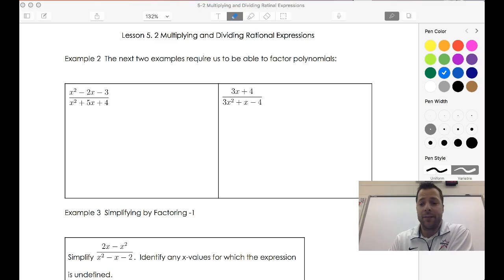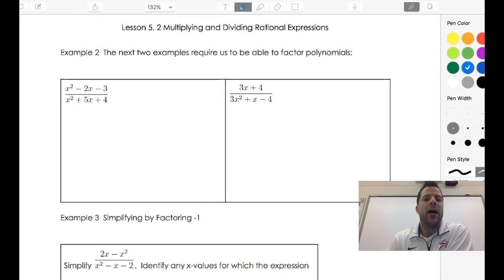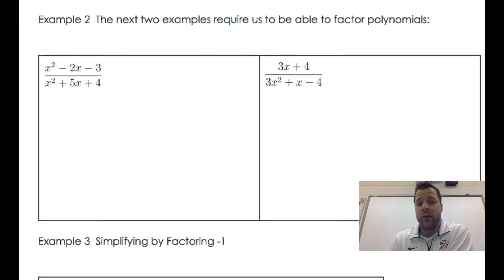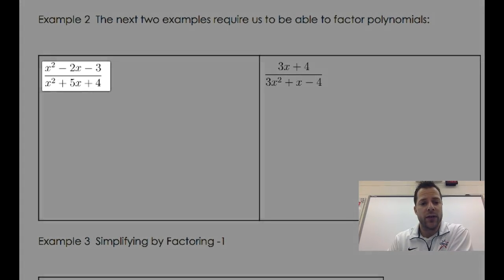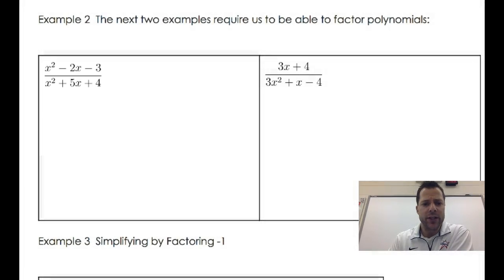Okay, so this is example 2 of your guided notes. In the next two examples, they're going to require us to factor more than what we did before. Notice how we have trinomials in the top and the bottom of our fraction here. So we have to apply our rules of factoring to both the numerator.